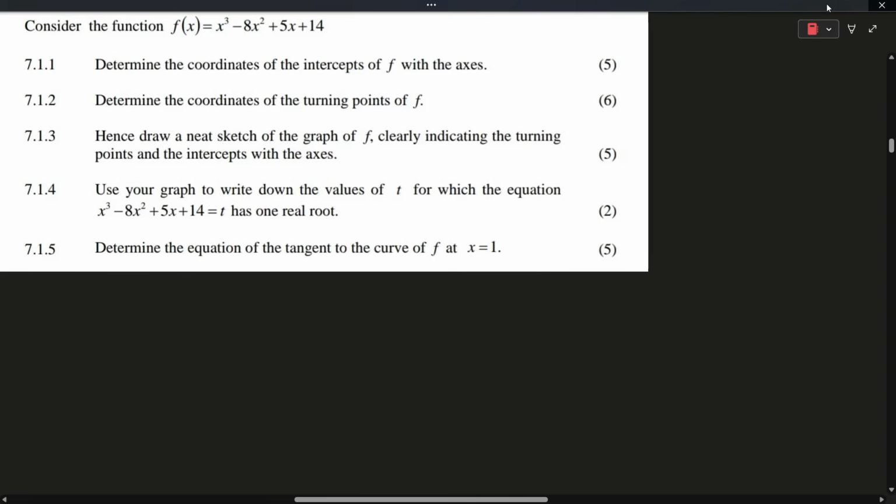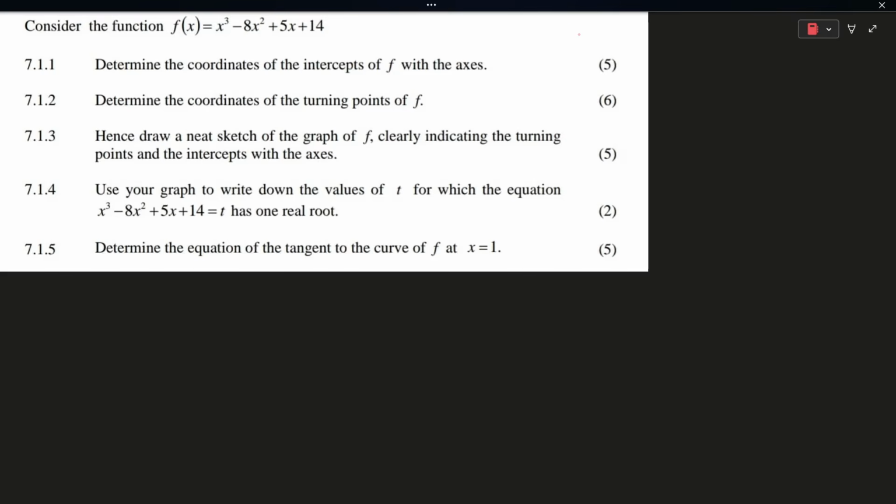In this video, I'm going to show you how to draw a sketch of a cubic function and try to answer some of the questions that we have. Now, how do you work this one out? It's a cubic graph. f of x is equal to x cubed minus 8x squared plus 5x plus 14. Now, determine the coordinates of the intercepts of f with the axes, right?